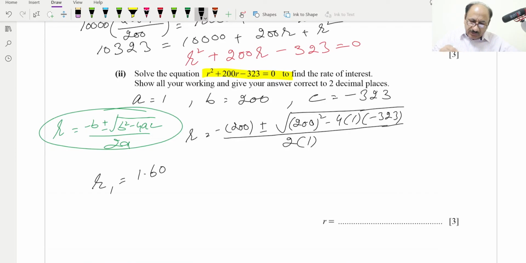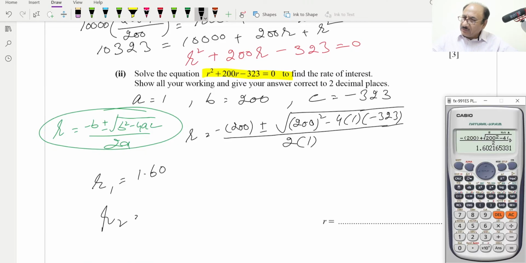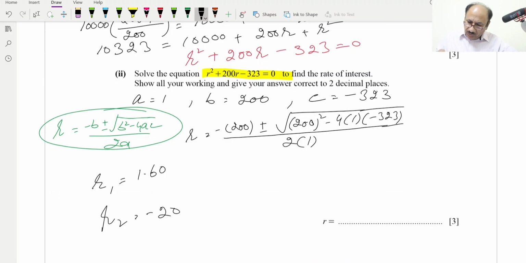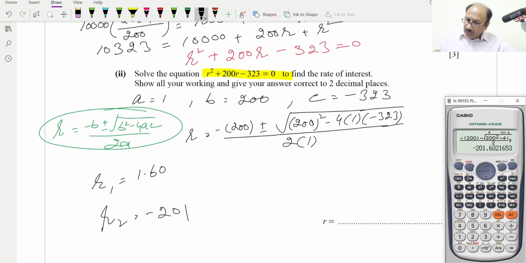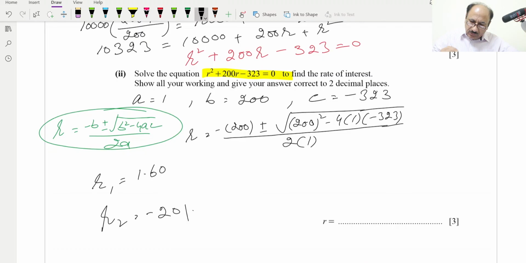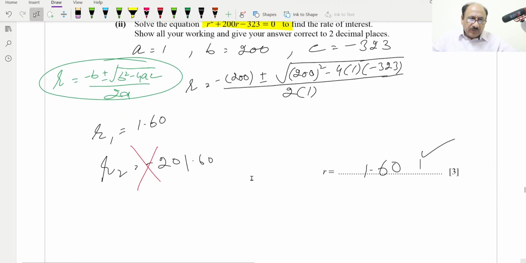So 1.60 will be the r1 value, and for the r2 value we will just change from plus to minus over here, and this will give us minus 201.60, and this is a negative value which we will reject, and our final answer will be 1.60. This is a 3-mark question which we are done with.